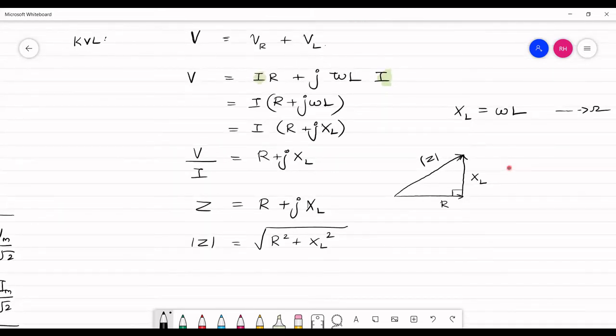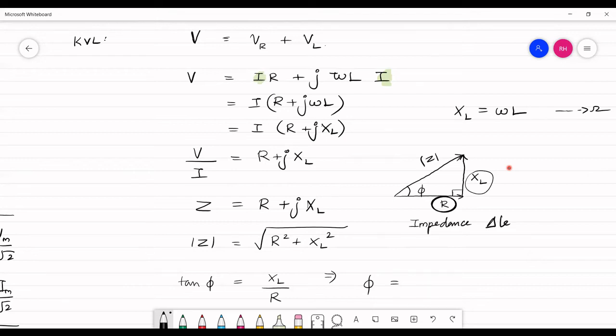And now, if you want to know the angle between the impedance and the resistance, that is given by tan phi equal to opposite divided by adjacent. So opposite is XL divided by adjacent R. And from here, we could calculate the value of phi, which is known as the phase angle. As you find this angle between R and Z, we call this the impedance triangle.